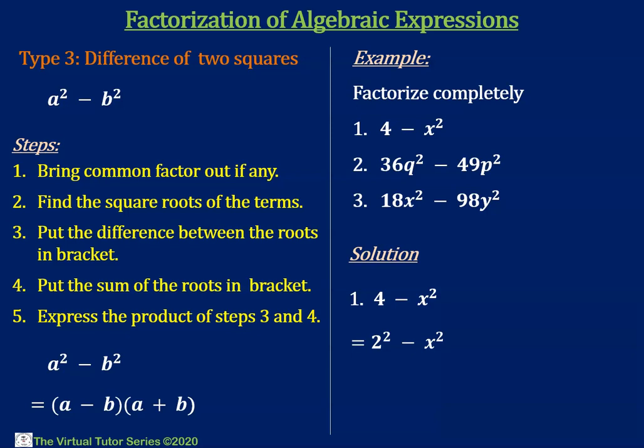For step 2, we find the square roots of 2 squared and x squared. The square root of 2 squared is 2, and the square root of x squared is x. So for step 3, we put the difference between 2 and x in bracket. For step 4, we put the sum of 2 and x in bracket. And for step 5, we express the product of the two binomials.